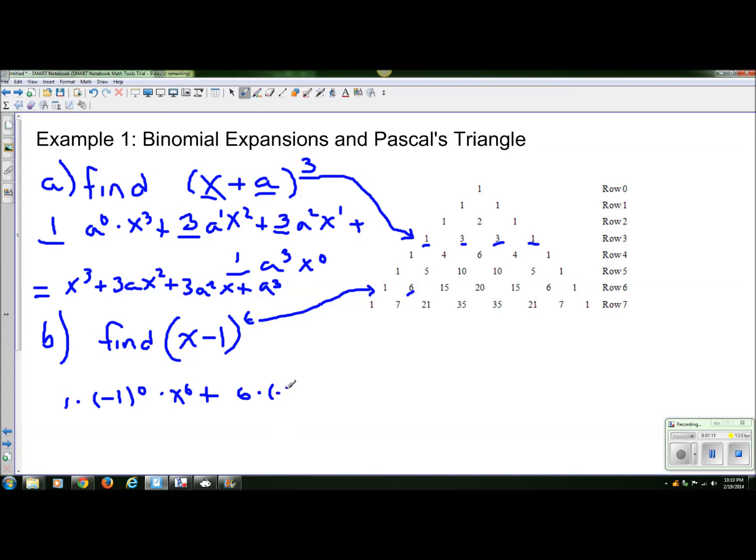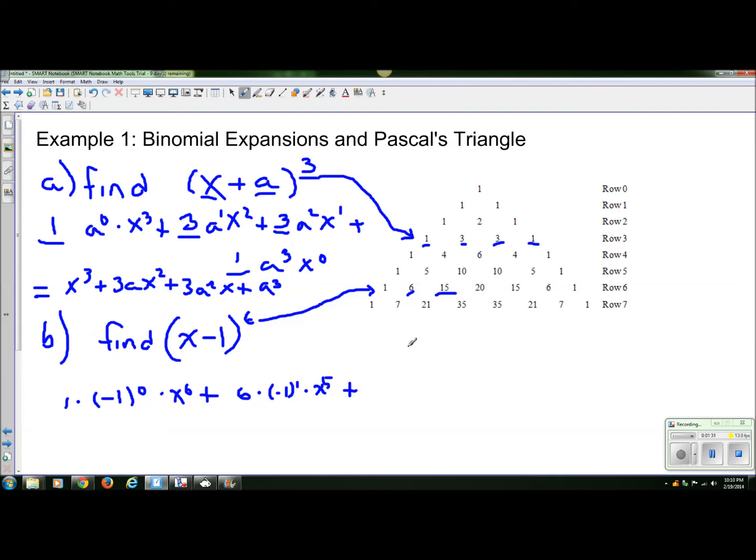Before I had negative 1 to the 0th. Now I'm going to do negative 1 to the first. And then I'm going to multiply that by a power of x. Before I used x to the 6th, now I'm counting down, I'm going to use x to the 5th. Alright, and now I'm going to go on to my next term.